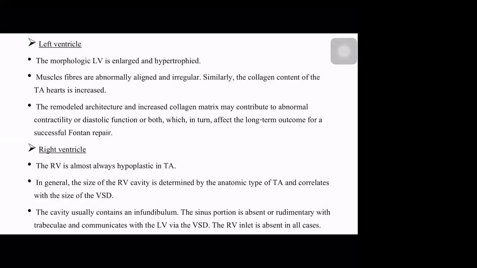What about the left ventricle? The morphologic left ventricle is enlarged and hypertrophied. The muscle fibers of the left ventricle are abnormally aligned and irregular. Similarly, the collagen content of the left ventricle in tricuspid atresia anatomy is increased. Now, this type of remodeled architecture and increased collagen matrix may contribute to abnormal contractility or diastolic function, or both. That is, both systolic and diastolic dysfunction.